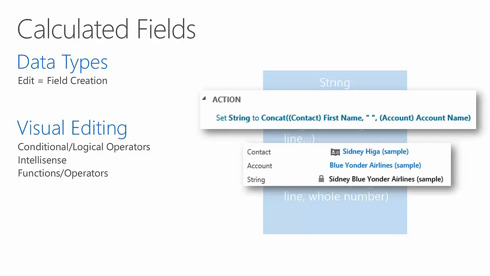Concat will add single lines of text together. These could be fields or actual lines of text. If using lines of text, the text will need to be encased with double quotes. For instance, we want to concatenate the contact's first name and the account name. If we simply concatenate those two fields, it will show Sydney, Blue, Yonder, Airlines, without a space between Sydney and Blue. You can see here a space was added in between the two fields.